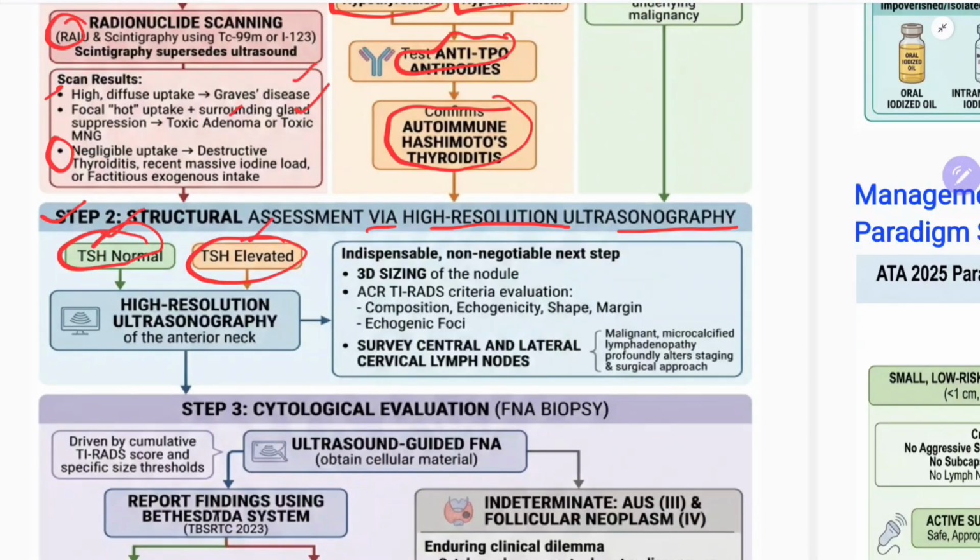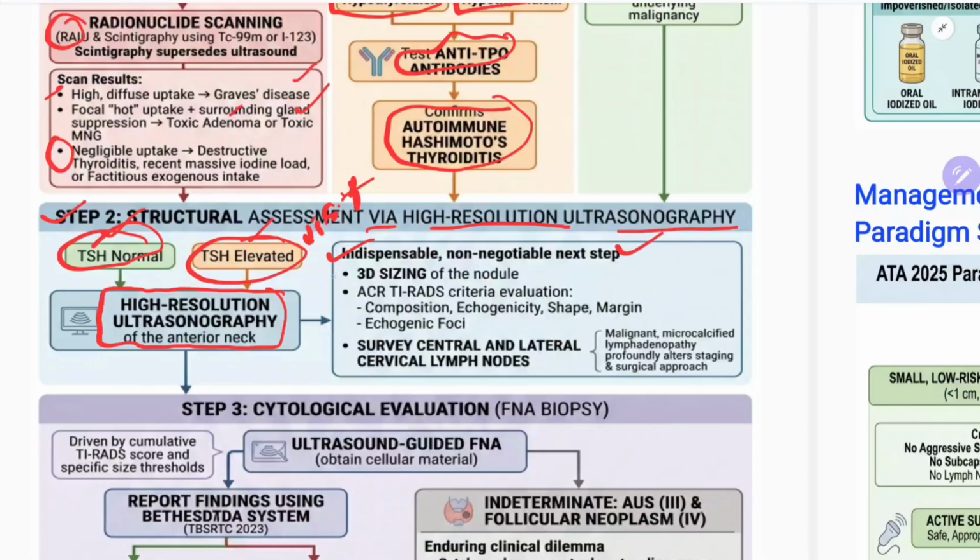If TSH is elevated, that means it is a hypothyroid state. If TSH is normal, that means it is a euthyroid state. Or the TSH can be depressed also, then it is a hyperthyroid state. So in any condition, whether the patient is hyperthyroid, euthyroid, or hypothyroid, the second step is to do high resolution ultrasonography of the anterior neck. This is an indispensable, non-negotiable next step.